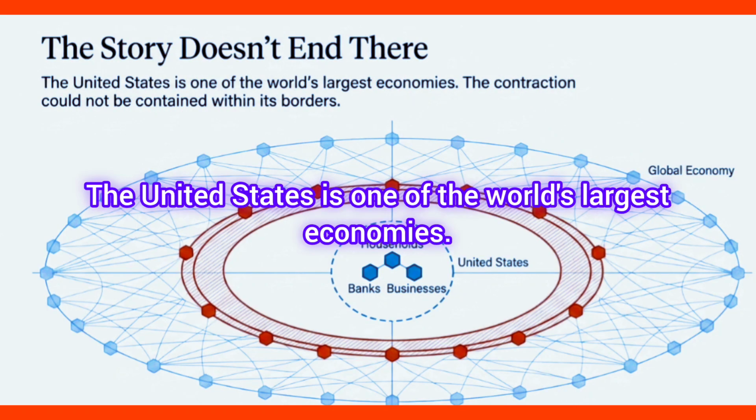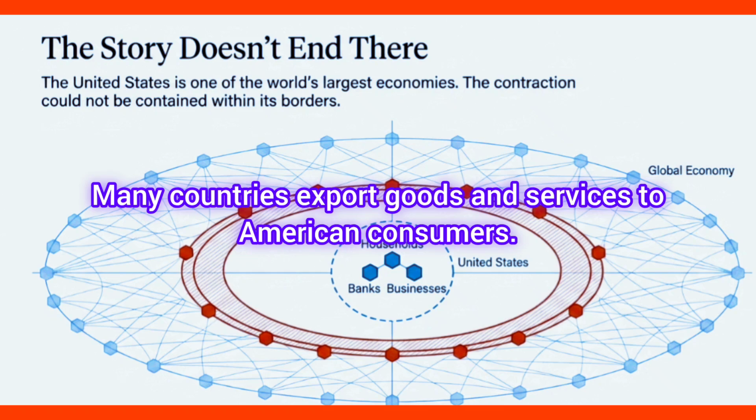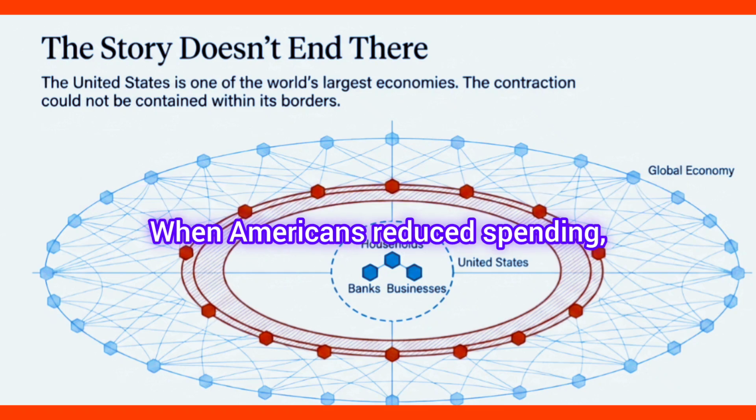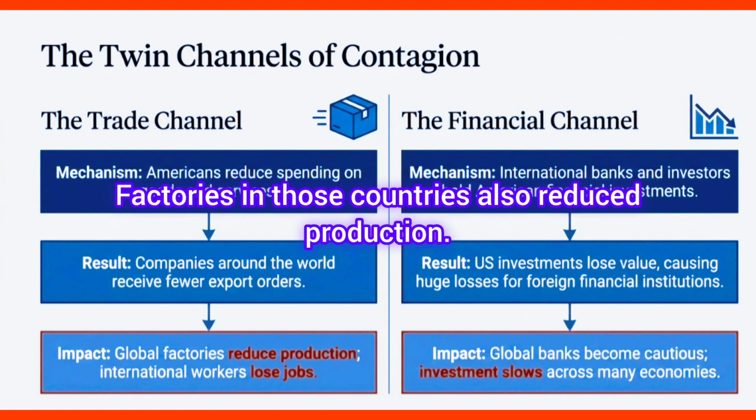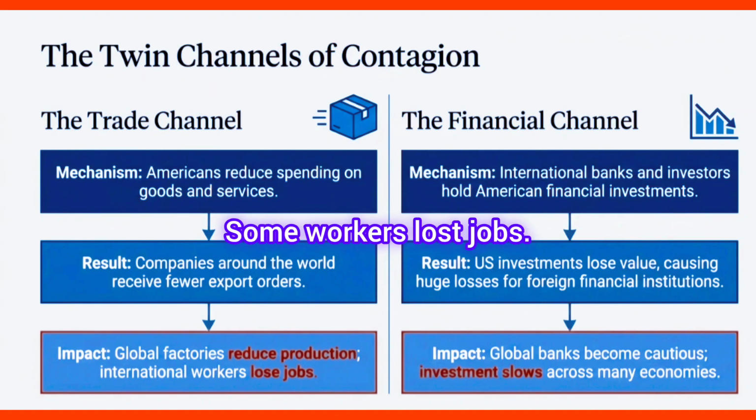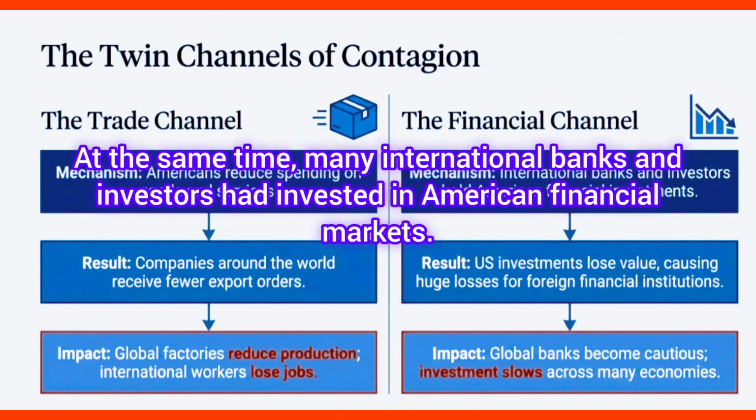The United States is one of the world's largest economies. Many countries export goods and services to American consumers. When Americans reduced spending, companies around the world received fewer export orders. Factories in those countries also reduced production. Some workers lost jobs. At the same time, many international banks and investors had invested in American financial markets.